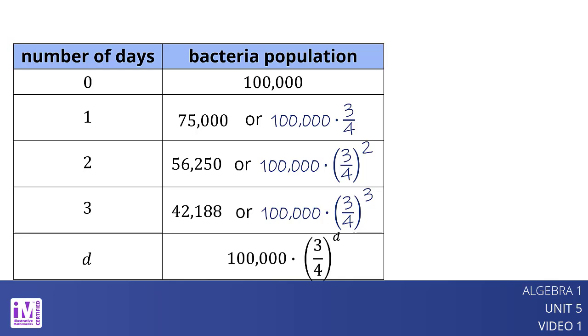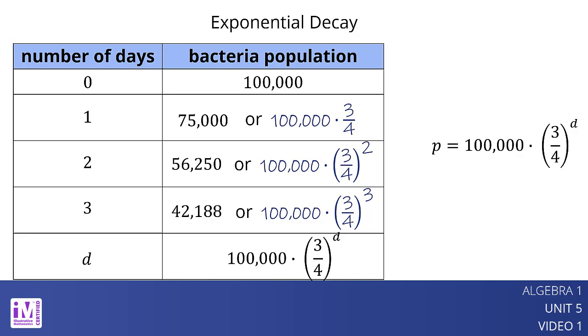In general, d days after the bacteria population was 100,000, the population p is given by the equation p equals 100,000 times 3/4 to the d, with one factor of 3/4 for each day. Situations with quantities that decrease exponentially are described with exponential decay. The multiplier, which is 3/4 in this case, is still called the growth factor, though sometimes people call it the decay factor instead.